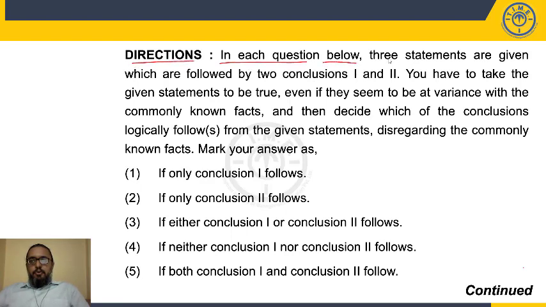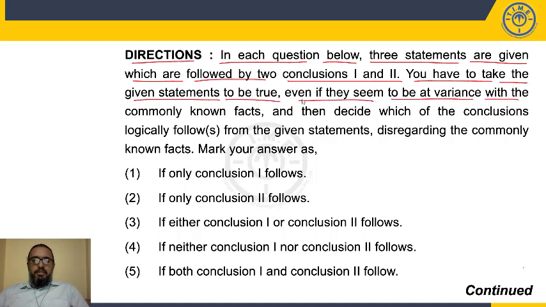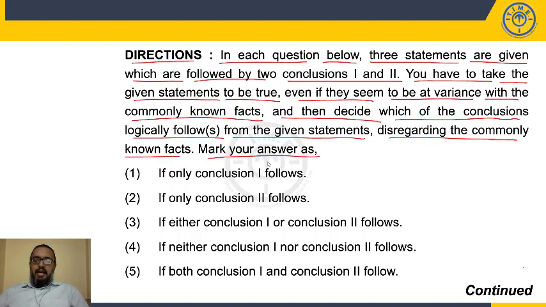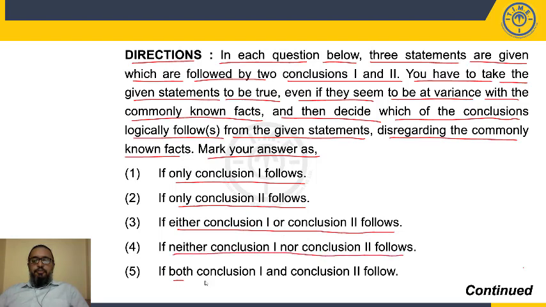In each question below, 3 statements are given which are followed by 2 conclusions, 1 and 2. You have to take the given statements to be true even if they seem to be at variance with the commonly known facts, and then decide which of the conclusions logically follows from the given statements disregarding the commonly known facts. Mark your answer as: first option if only one follows, second option if only two follows, third option if either one or two follows, fourth option if neither one nor two follows, and fifth option if both one and two follow. Okay, so these are the instructions.